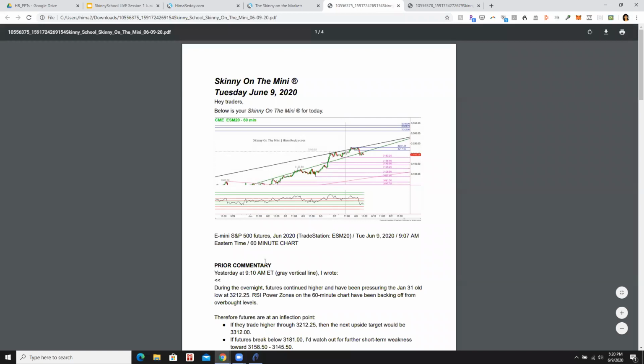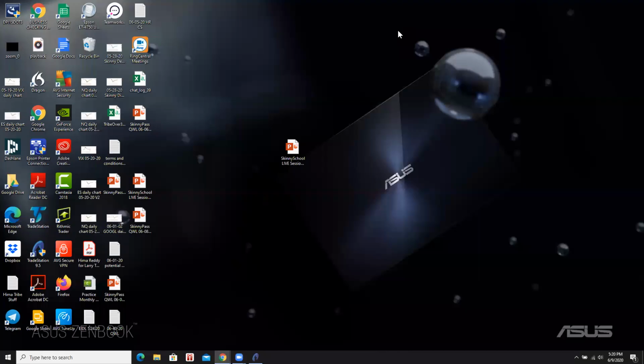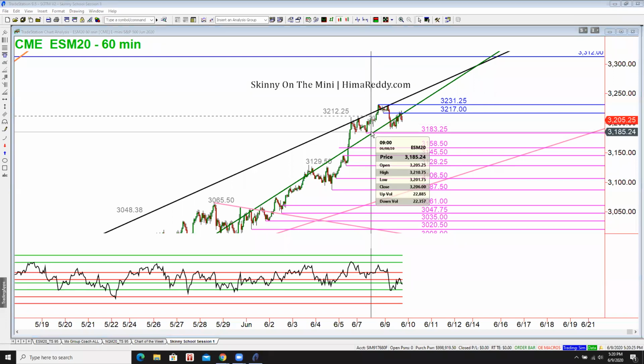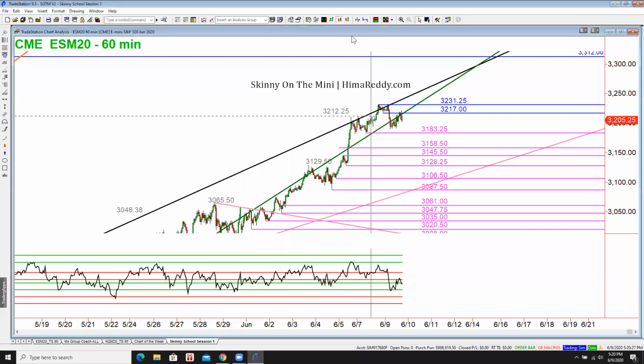All right. So here you can see that I wrote in prior commentary, yesterday at 9:10 Eastern, I wrote. And then we can go and look at where that line was. So this is that gray vertical line, and it's in the same spot that it was on the chart. Now, I want you to notice something.